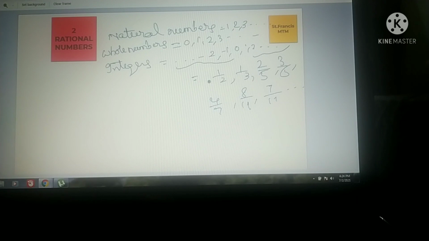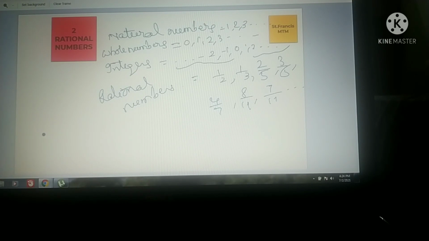And again, if you see these types of numbers, 1 by 2, 1 by 3, these are all fractions. Right? You know these numbers are fractions only. But we are giving the name rational numbers here. Rational numbers. A specific definition is there for these types of numbers. These types of fractions will be called rational numbers.